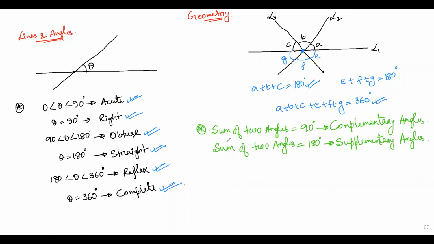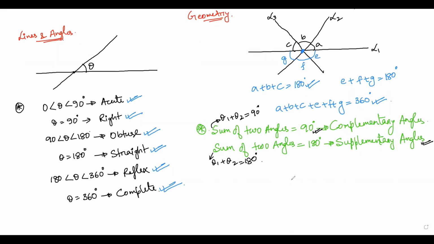Now say if there are two angles such that the sum of the two angles is 90 degree, then the angles are said to be complementary angles. Whereas if the sum of the two angles is 180 degree, then the angles are said to be supplementary angles. So if we consider two angles to be say theta 1 and theta 2, in that case, if theta 1 plus theta 2 is 90 degree, then the angles are said to be complementary angles. Whereas if theta 1 plus theta 2 is 180 degree, then these angles are said to be supplementary angles.